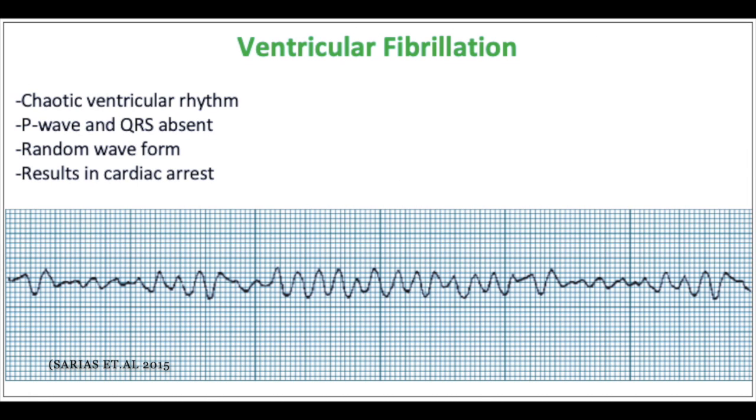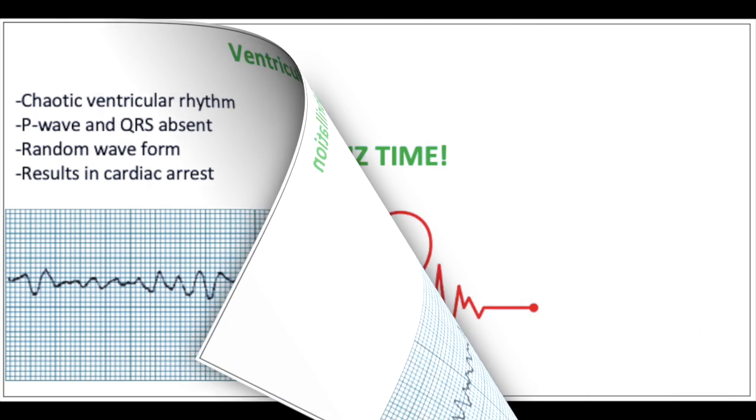Ventricular fibrillation, or VF, is the most serious arrhythmia. There is no coordinated depolarization of the ventricles and therefore no ventricular contraction. The ECG trace shows no discernible P waves or QRS complexes. Instead, the morphology is chaotic with random inflections and deflections. If VF is not treated via defibrillation, this will result in cardiac arrest.